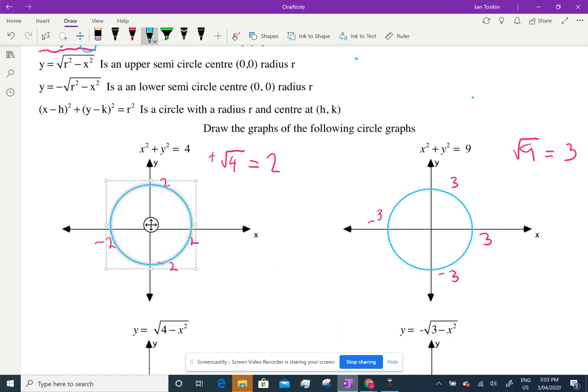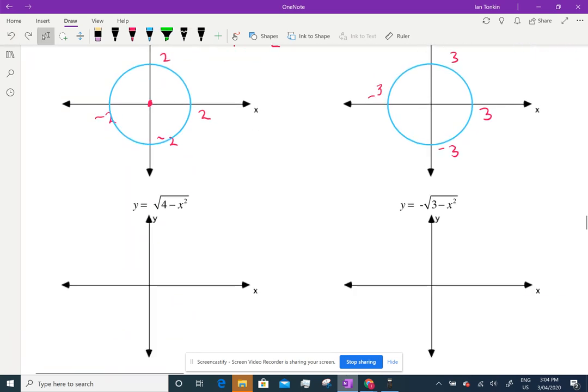There you go. It's not a function because it doesn't pass the vertical line test. So when you're doing this and you run a vertical line, you're going to hit it twice. So it's not a function. Let's have a look at these ones though. We can make it a function.